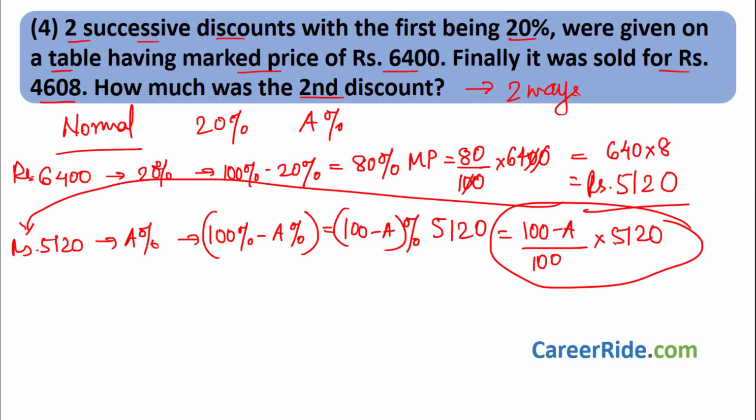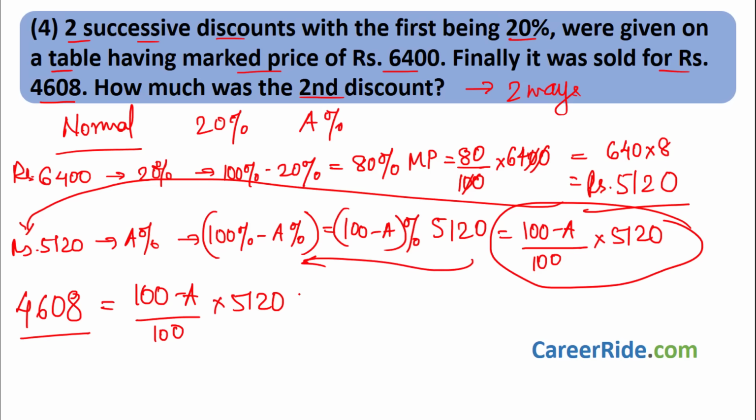This is the price which the person has to pay, or the table is sold at, after giving the second discount. But they have given that the table was sold for 4608 rupees after giving 2 successive discounts. That means 4608 rupees is nothing but this price, right? Whatever we have found out, it is nothing but this price over here. So let's calculate. 100 minus A upon 100 would be equal to 4608 divided by 5120.